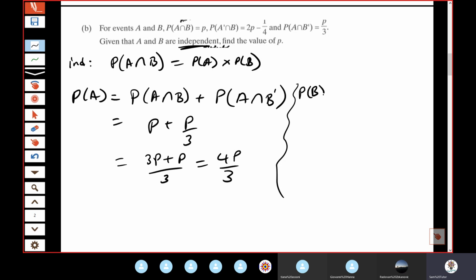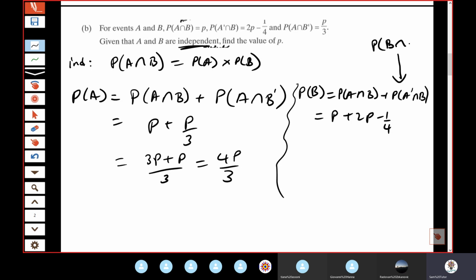Next one, the probability of B is the probability of A and B plus the probability of B but not A. In other words, it's that one. So that becomes P plus 2P minus a quarter. By the way, some students don't know this, but you can write this one as the probability of B and not A. It doesn't matter, because it's still "and", isn't it? So the probability of B and not A, or the probability of not A and B, that's the same thing.